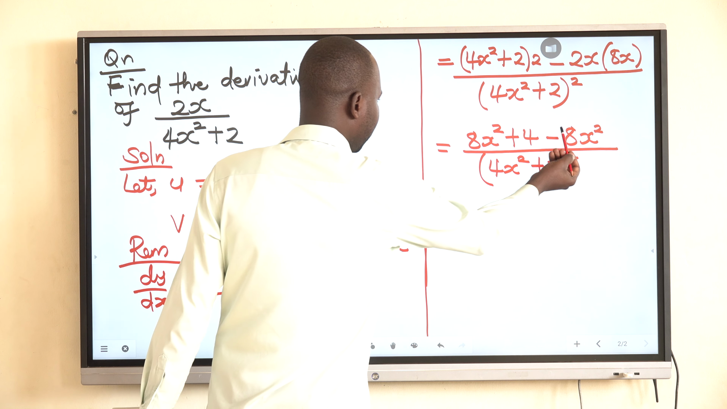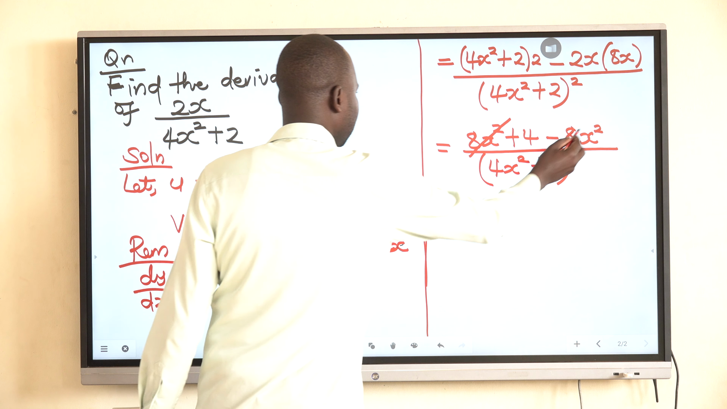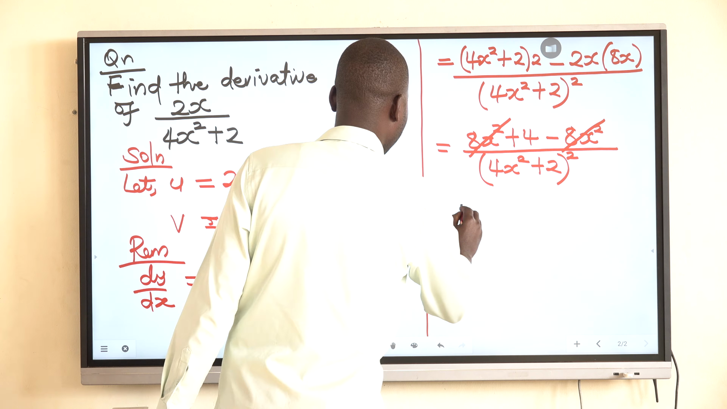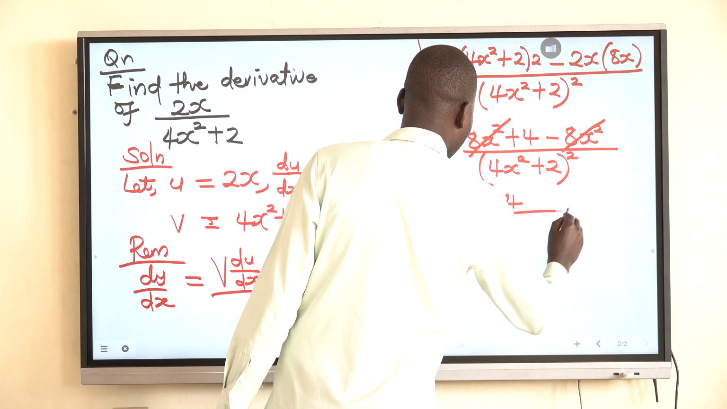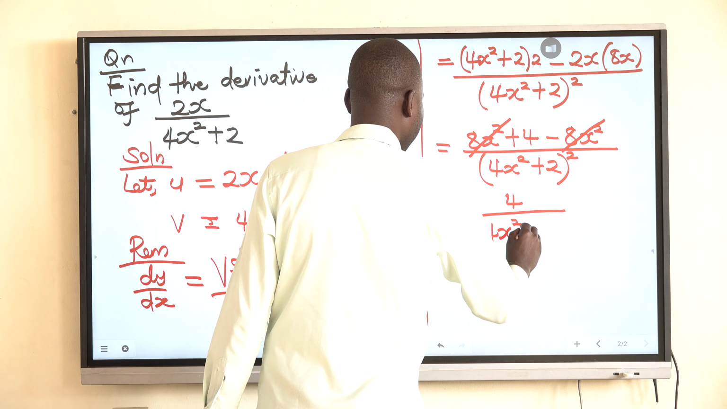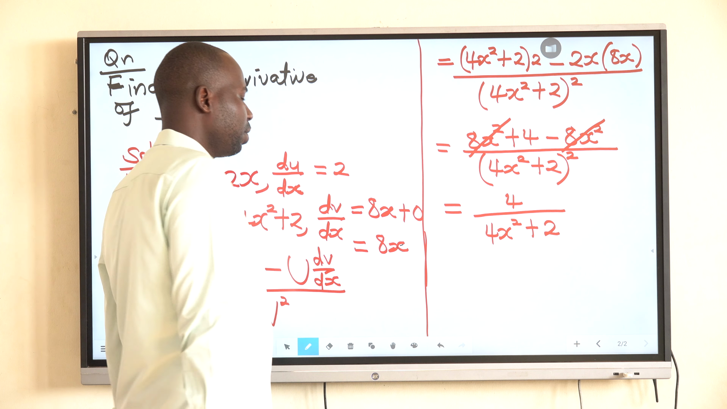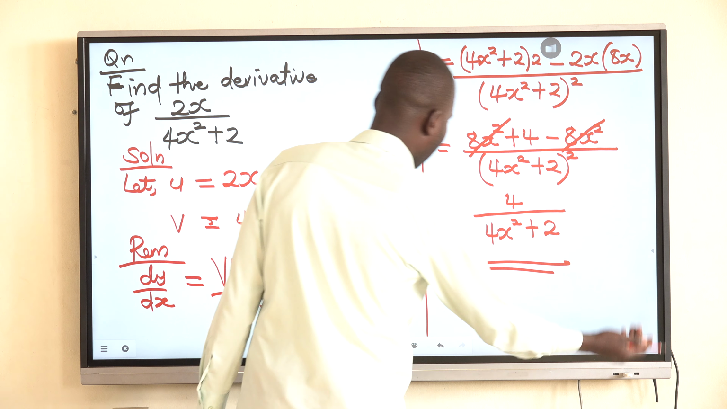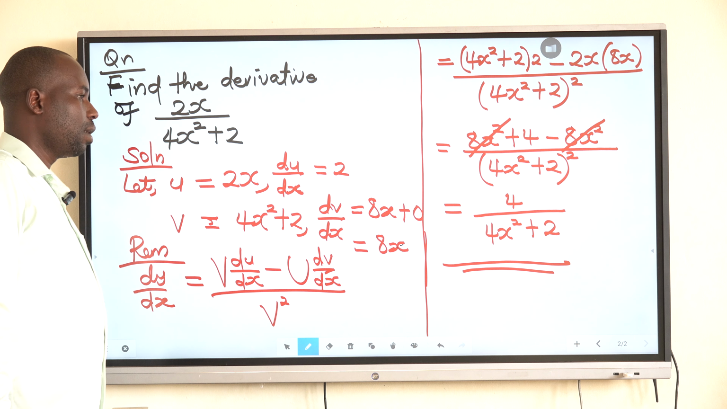Because this is a positive 8x squared and this is a negative 16x squared, we combine them. We remain with 4 out of 4x squared plus 2, all squared. If we want, we can reduce, but we can stop there. So we take this one as our answer.